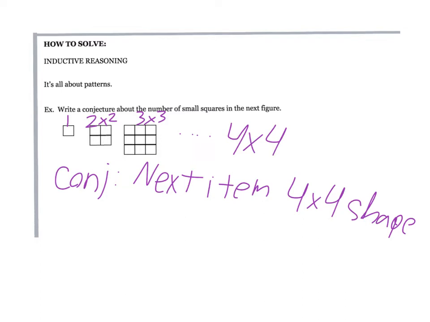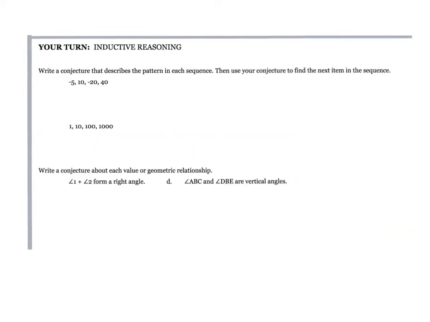All right. Your turn. Now for these, folks, I'm going to pause a little bit before giving you the answer in case you want to work it out on your own. Alternatively, you can pause the video right here and work it on your own and then play the video again. So, write a conjecture that describes the pattern in each sequence. Then use your conjecture to find the next item in the sequence.